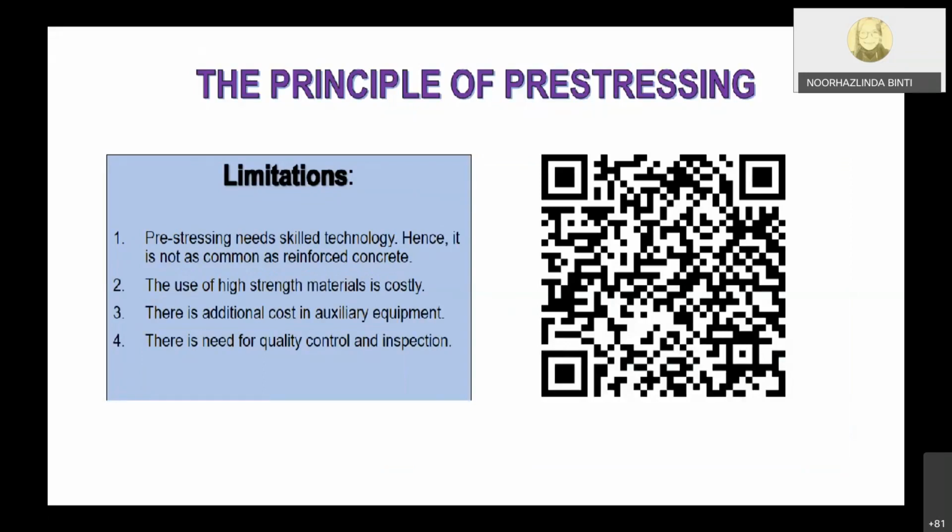And this is some limitation. I don't want to say this is disadvantage, but this is limitation at the moment. So pre-stressing, of course, needs skilled technology, and it uses high strength material, which is quite costly. Additional cost for the equipment, and also during the casting of that PSC, quality control is very important. So this is the limitation, not disadvantage. Yeah? Okay.